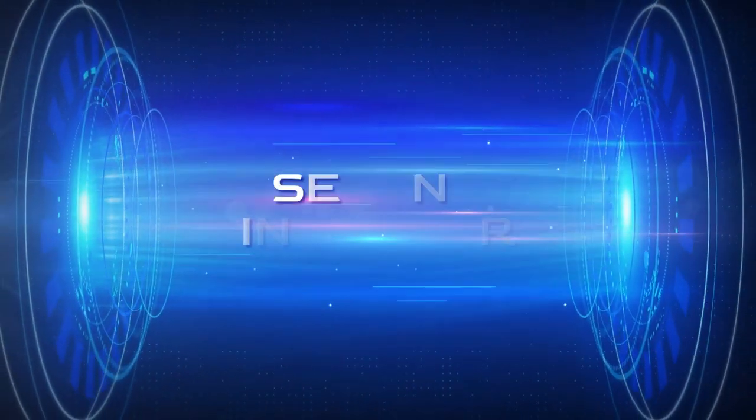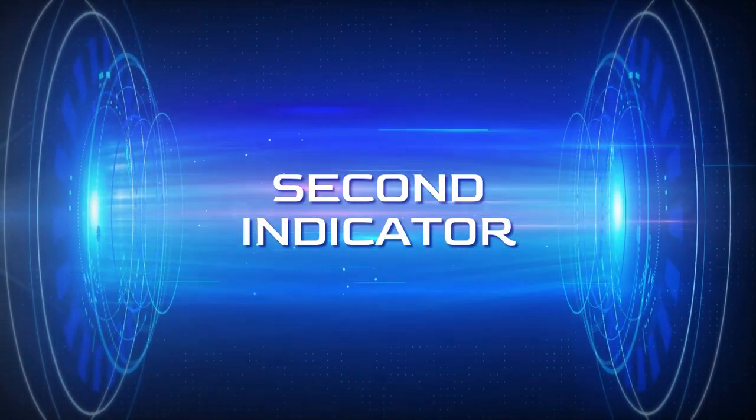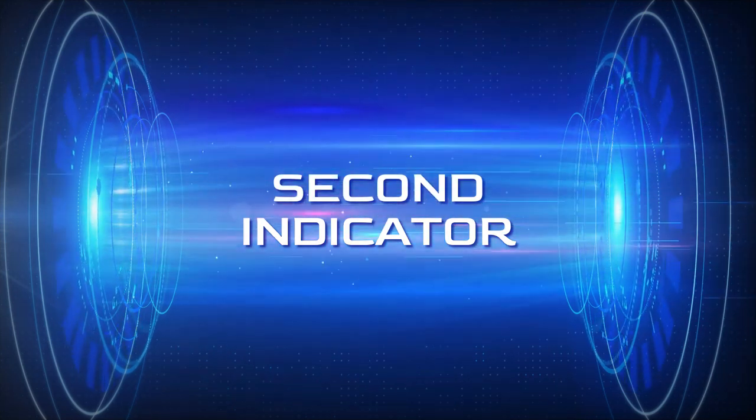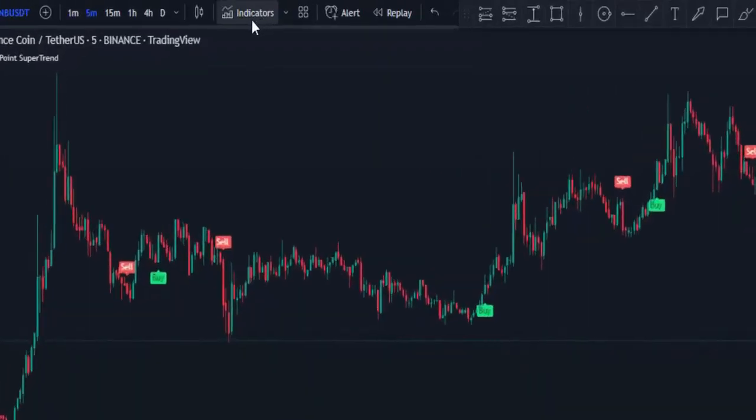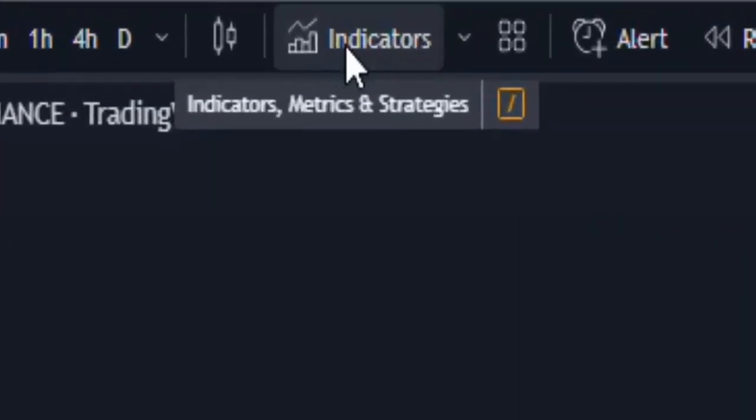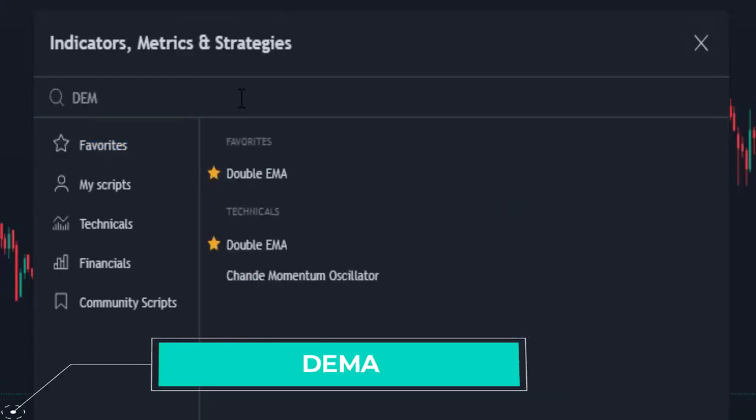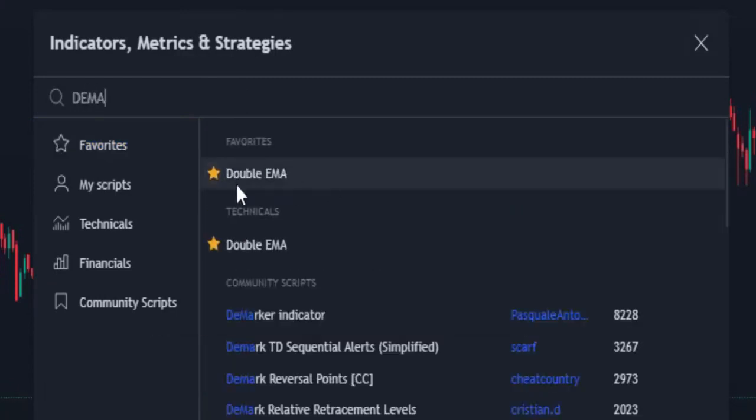I'm a big fan of trading with the trend, so the second indicator would be an indicator which helps us to indicate the bearish and bullish market. So head over to indicators and in the search tab type in DMA and select this double EMA and add it to the chart.